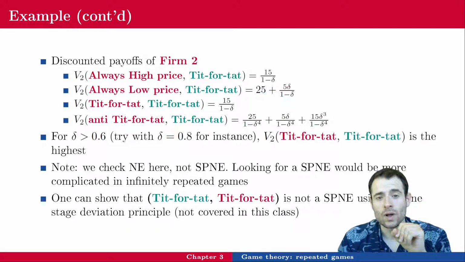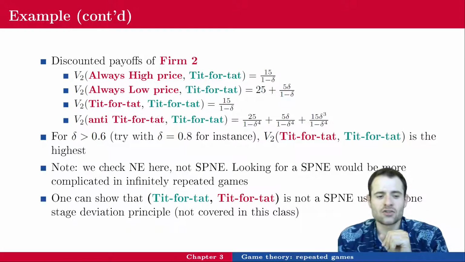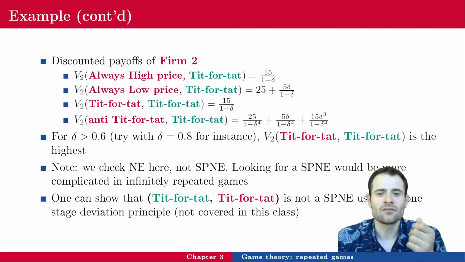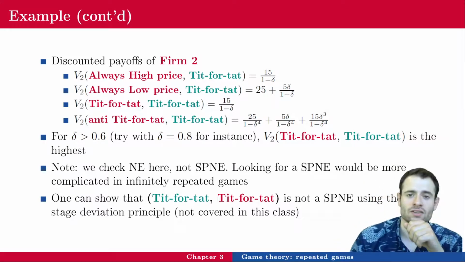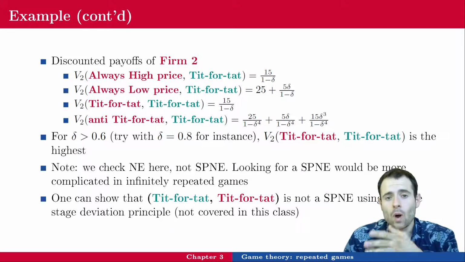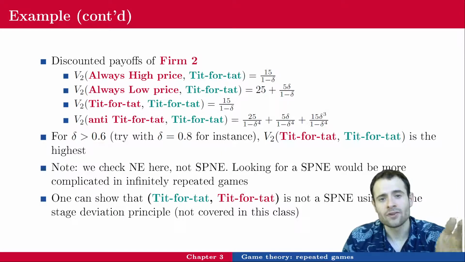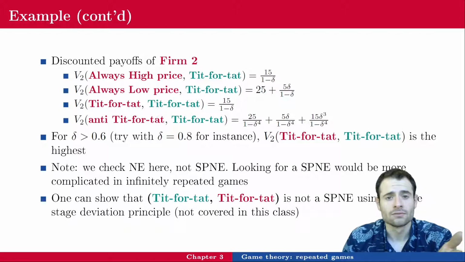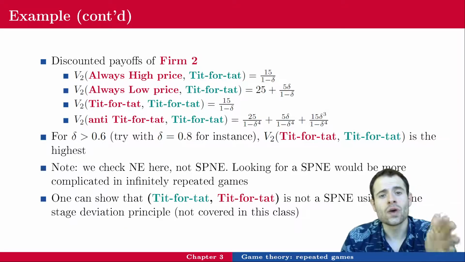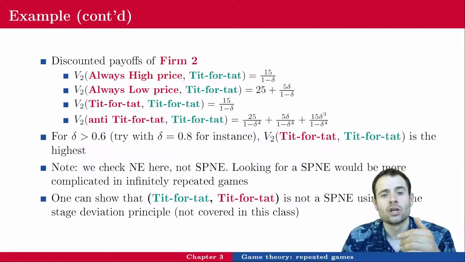Note as well that here I assume that delta is the discount factor for both firms. Both firms have the same discount factor. In reality, one player could have a discount factor of 0.5 and another player could have a discount factor of 0.9. Why not? So you also have to be careful about how each player values the future.